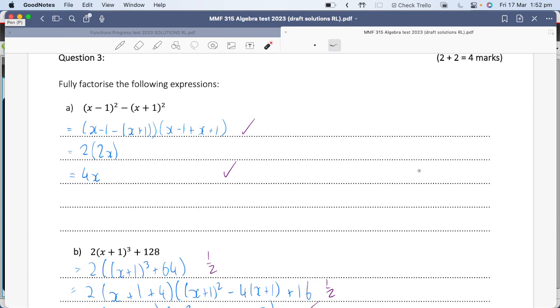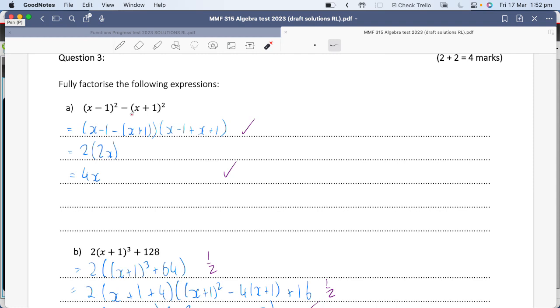Either you got the swing of it by now, or you didn't. Some people expanded it all. That's okay, but it's time consuming. The best thing to do is treat it like a difference of two squares and go a minus b. So (x minus 1) minus (x plus 1), times (x minus 1) plus (x plus 1).